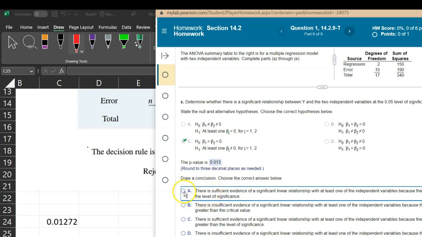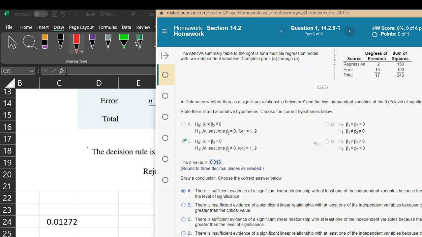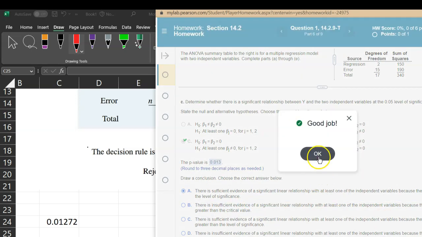And I think the best statement would be A. There is sufficient evidence of significant linear relationship with at least one of the independent variables, because the p-value, that's the statement we are looking for, is less than the level of significance, right? And let's check it, and we're good.